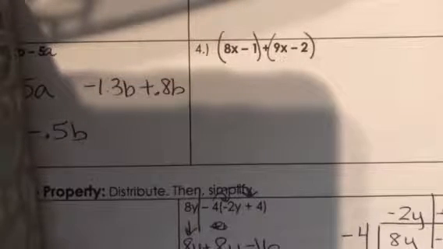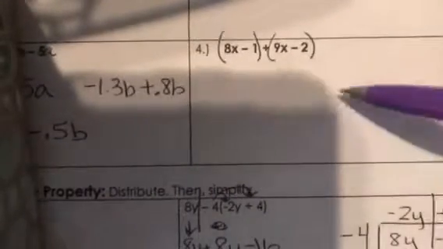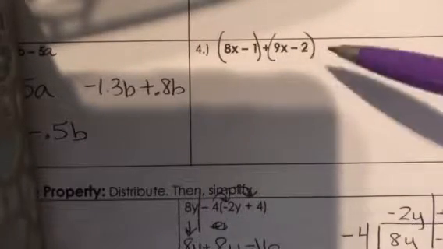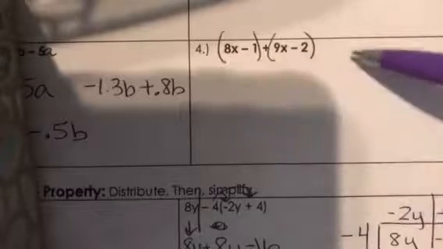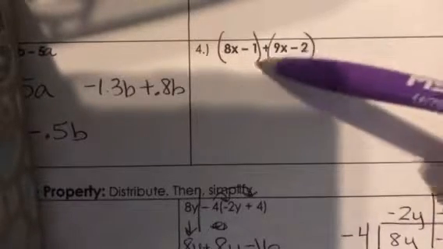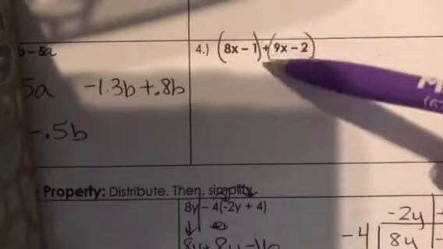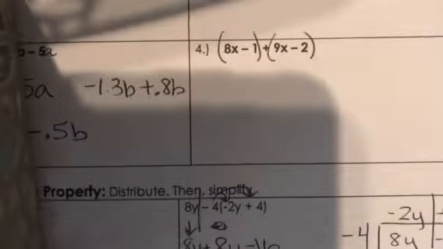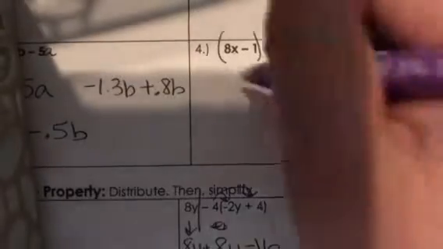Hey guys, I'm going to talk to you about some of the problems that I see that people are struggling with on their Unit 2 test. A problem like number 4. A lot of people are getting confused because there are parentheses here. Because there is an addition sign between those parentheses, you really could just pretend like the parentheses aren't there, and you're still just going to combine like terms.